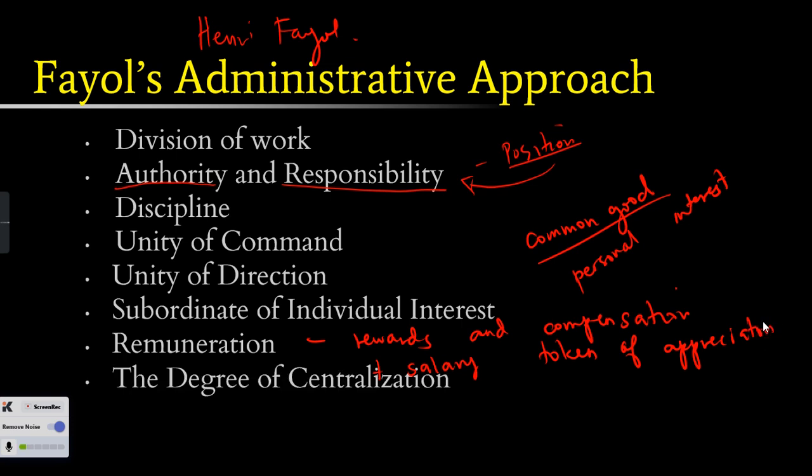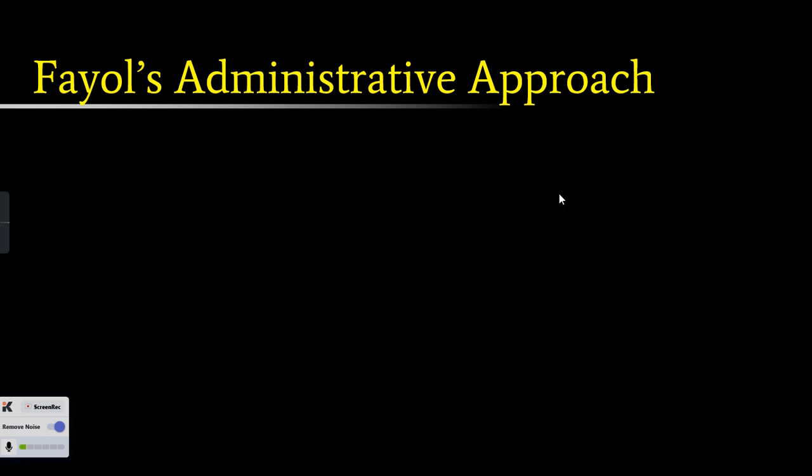So next one, the degree of centralization. So this implies the concentration of decision-making authority at the top management. So it is just like unity of command. So every decision that will be made is from one authority only.